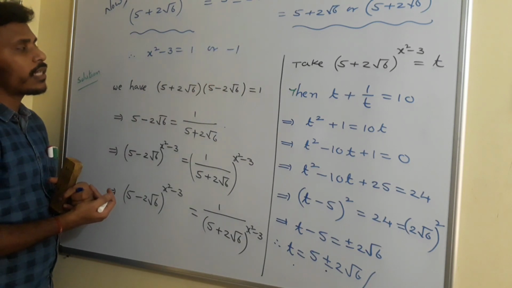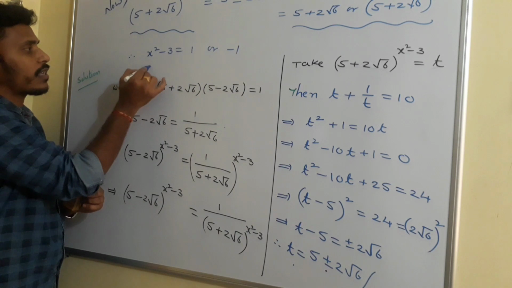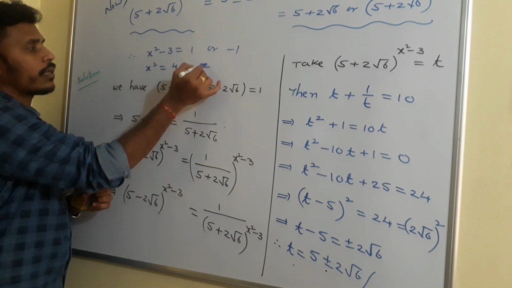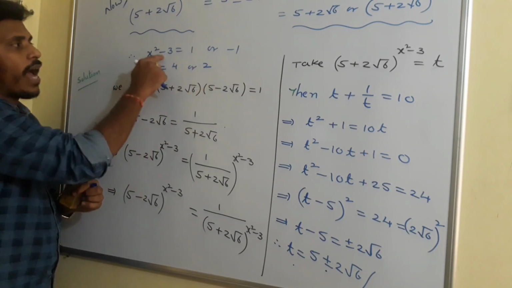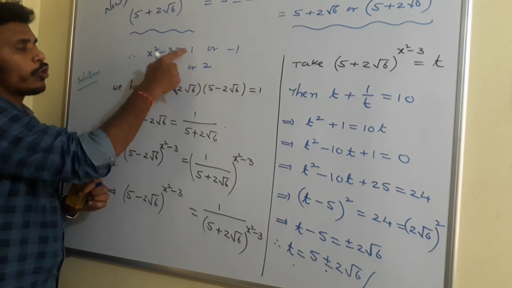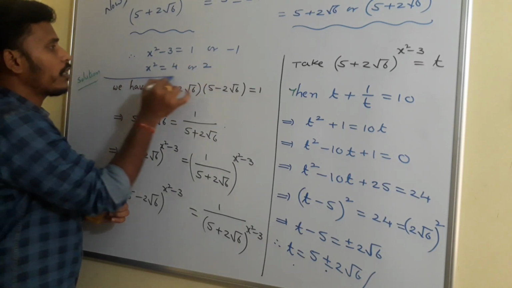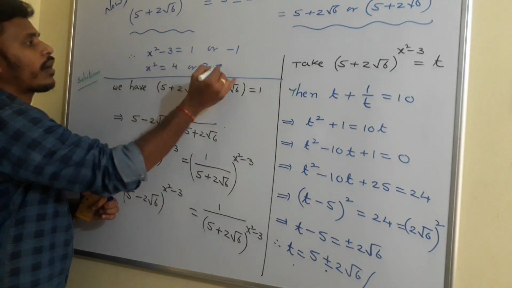Since x square minus 3 is 1 or minus 1, send that 3 this side. If you add 3 everywhere, x square is equal to 1 plus 3, 4, or minus 1 plus 3, 2. Now since x square is equal to 4 or 2, then what are x?